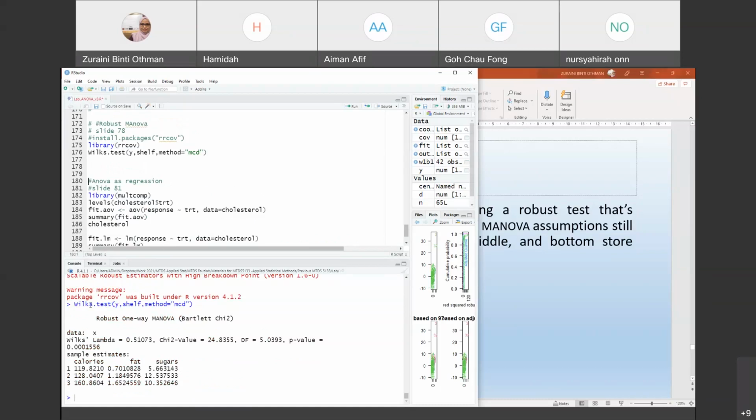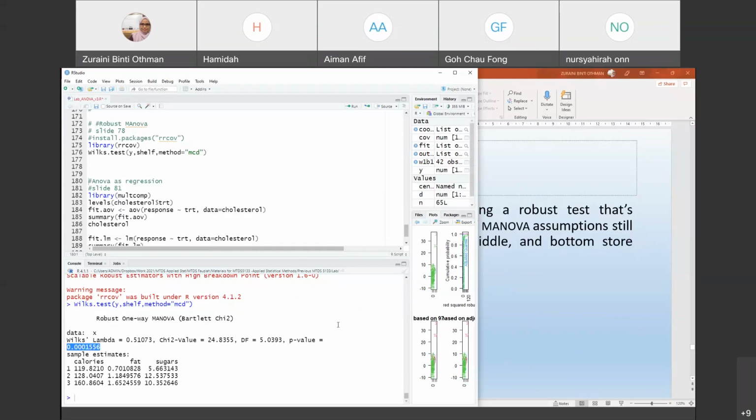Now we can see from this result that it is a robust test, insensitive to both outliers and violation of MANOVA assumption. It still indicates that cereal on the top, middle and bottom shelf differ in the nutritional profile. This is the sample estimate, and this is the p-value. It indicates that the cereal on the different levels differ in their nutritional profile.